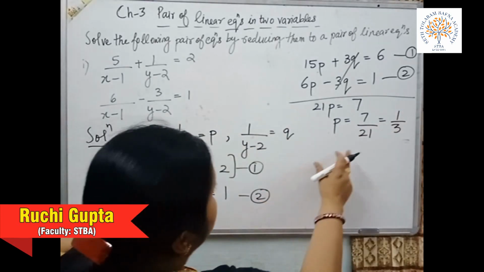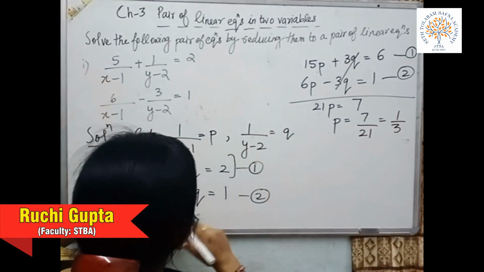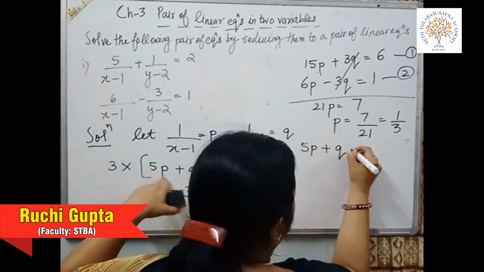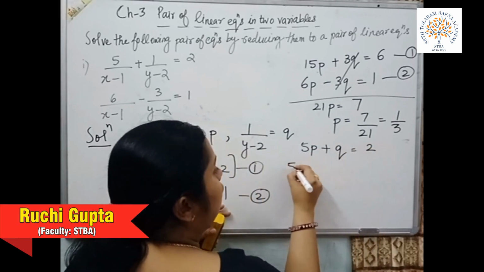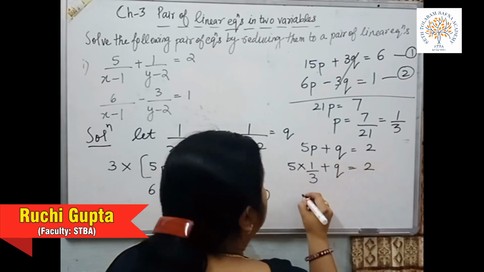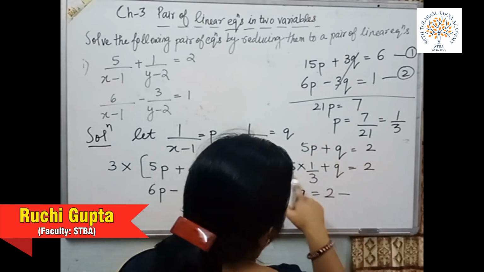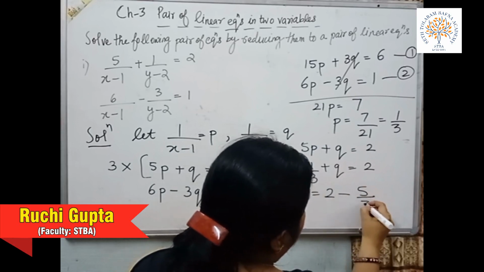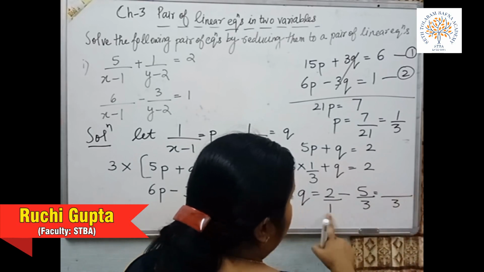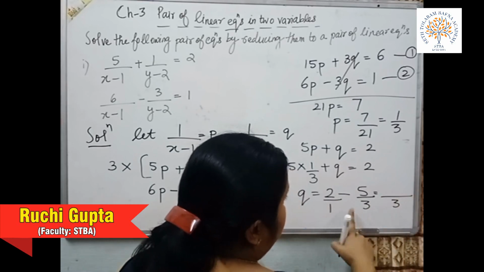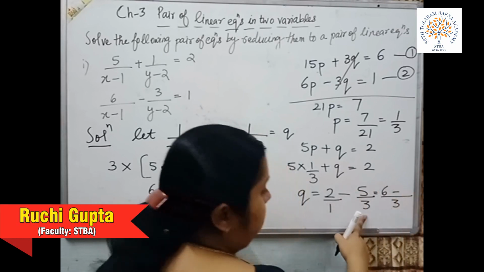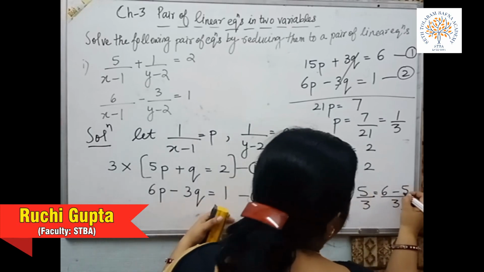Now I am putting this value of p in my first equation. So it is 5p plus q is 2. So what is the value of p, students? It is 1 by 3. So q is 2, and 5 by 3 goes to that side, so it becomes minus. So when we take the LCM of 3 and 1, it is 3. When we divide 3 by 1, we get 3, so 3 twos are 6. When we divide 3 by 3, we get 1, so 1 five is 5.